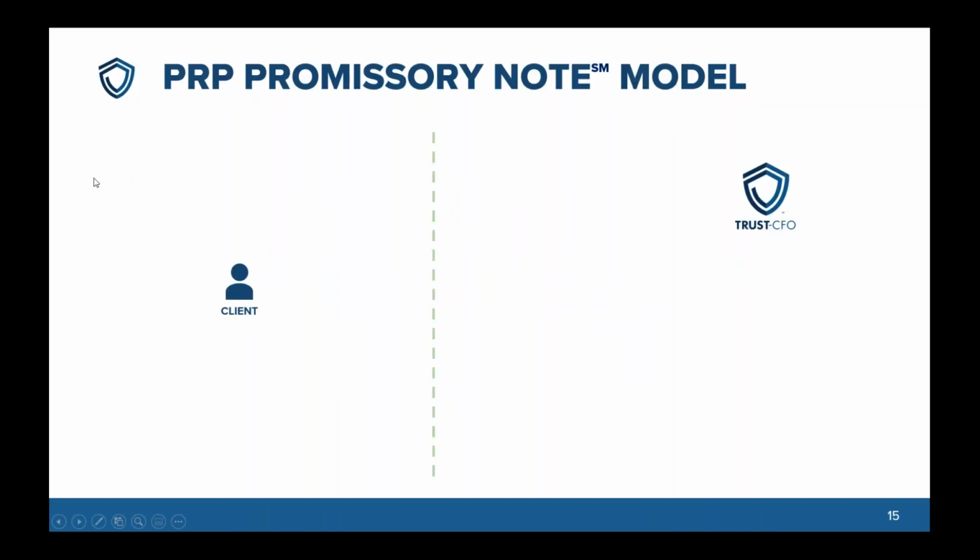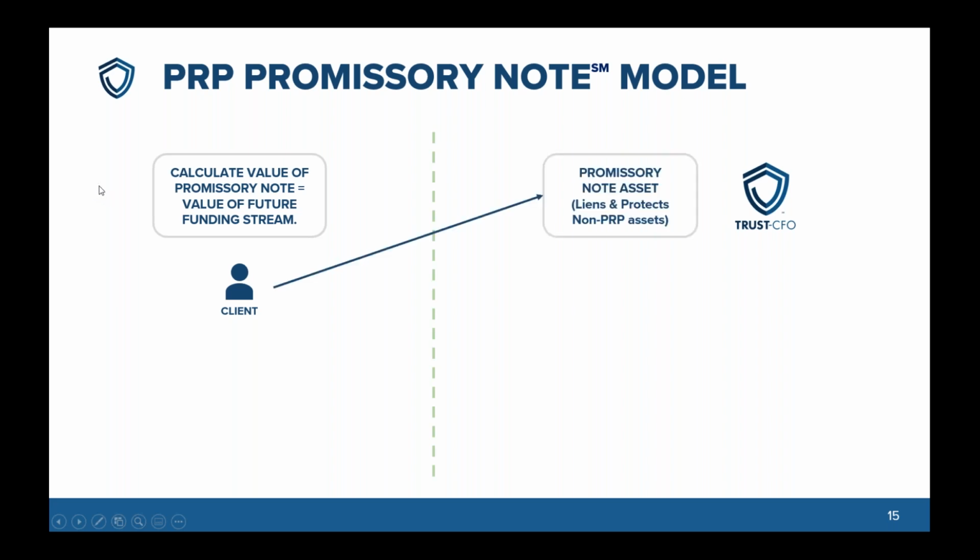So again, to our modeling, what we're going to do is the client's going to have TRUST-CFO decide what's going to be funded, and then calculate what the value of that promissory note is. I'll use an example, but the value of the future funding stream. So again, if it was $100,000 per year over 10 years, that's $1 million of funding that we're anticipating that's going to be committed in the form of a note. So that client then funds that note. Okay, they're going to put in that $1 million promise to pay, and every year they're going to fund that $100,000 check to meet that note payment.